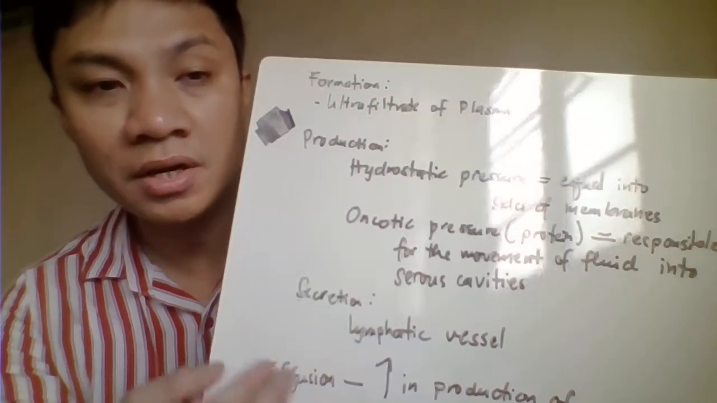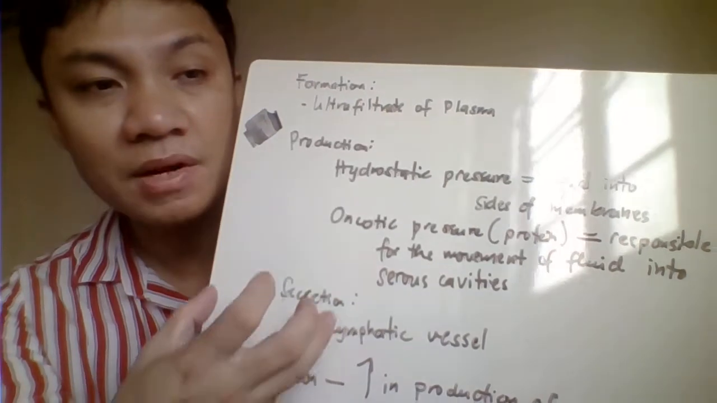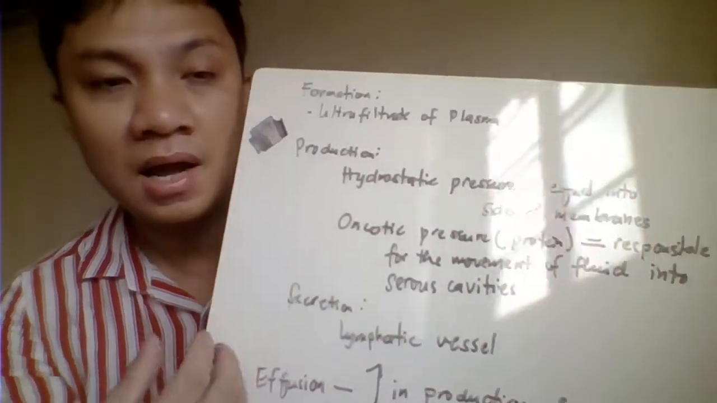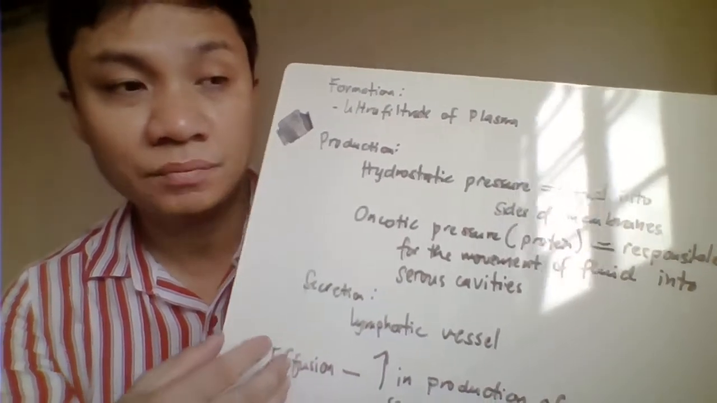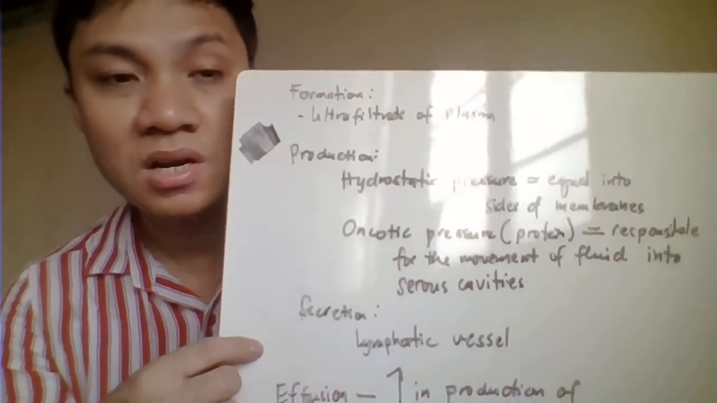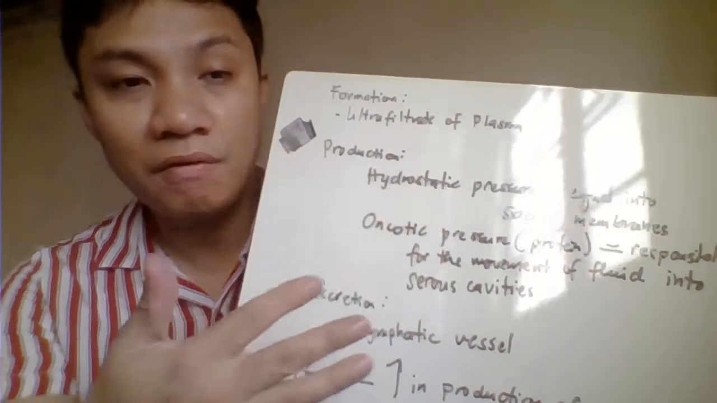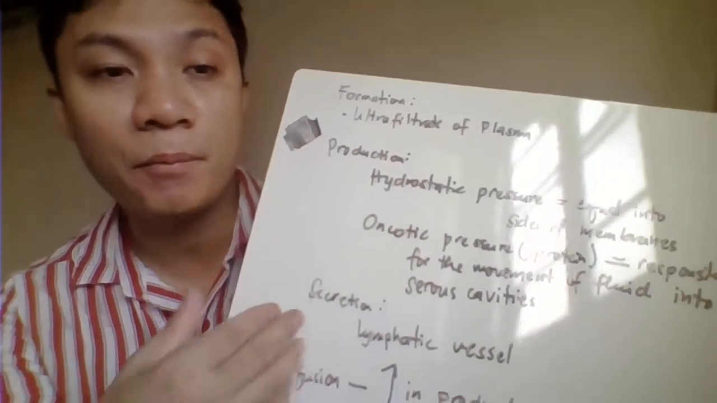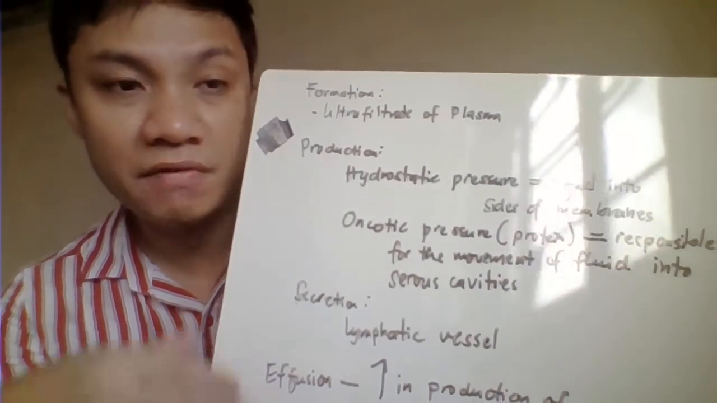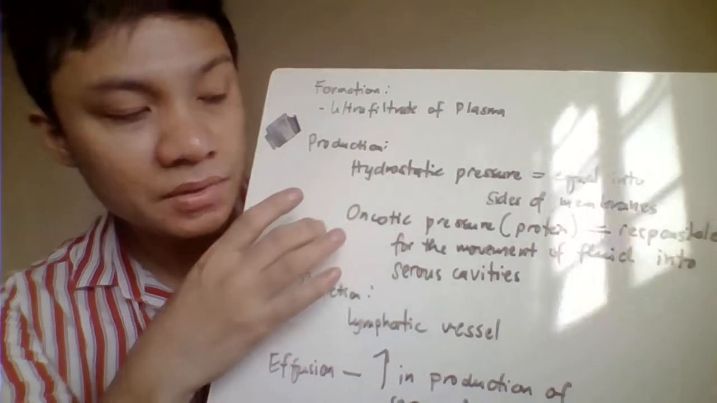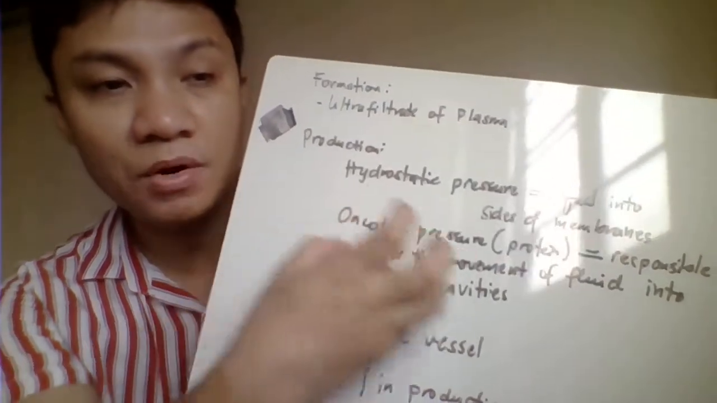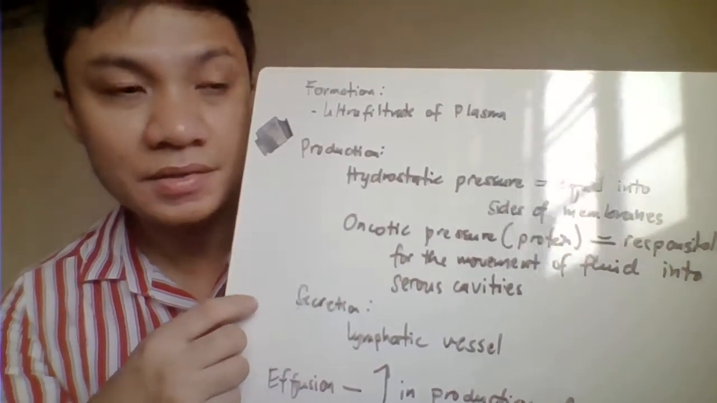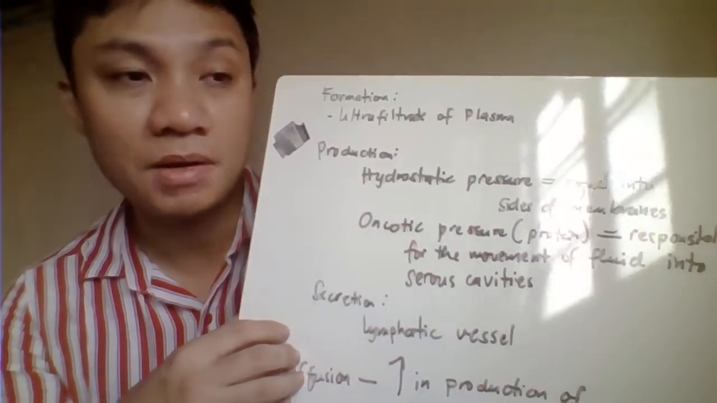In normal condition, between your parietal and the visceral membrane, within the site of your blood vessels and your serous cavities, the hydrostatic pressure will be the same. Therefore, the hydrostatic pressure will not be responsible for the normal production of your serous fluids from your plasma. The most determinant for why it moves from your plasma to your serous cavity would be the oncotic pressure regulated by the proteins.